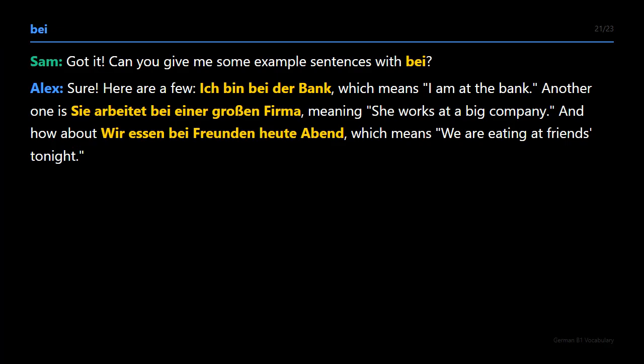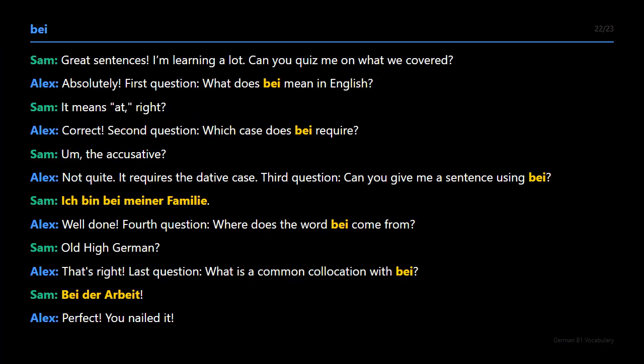Sure. Here are a few, Ich bin bei der Bank, which means I am at the bank. Another one is, Sie arbeitet bei einer großen Firma, meaning she works at a big company. And how about, Wir essen bei Freunden heute Abend, which means we are eating at friends tonight. Great sentences! I'm learning a lot.